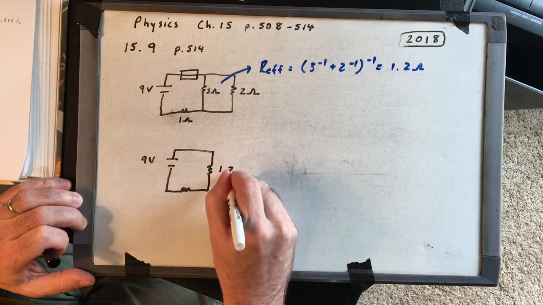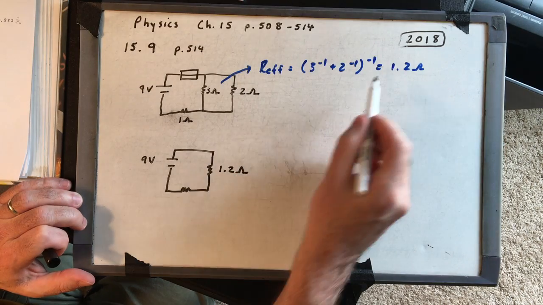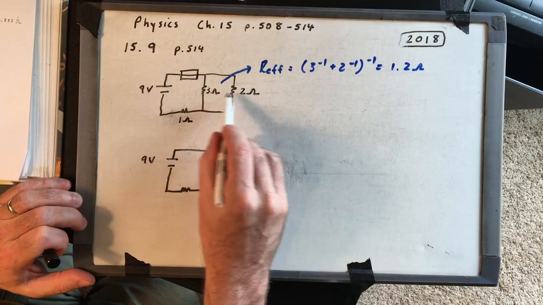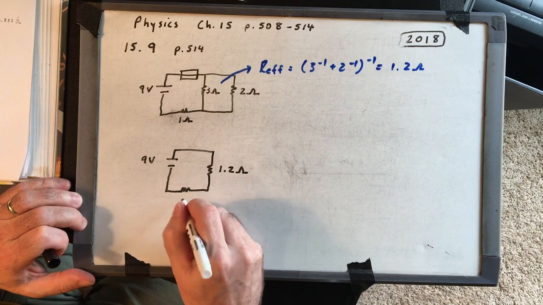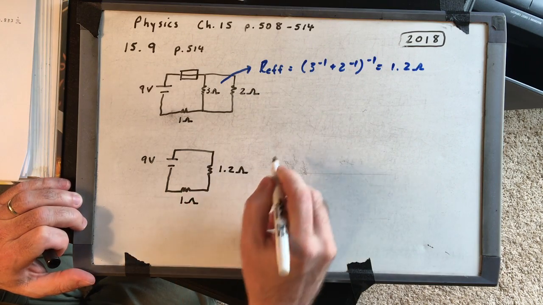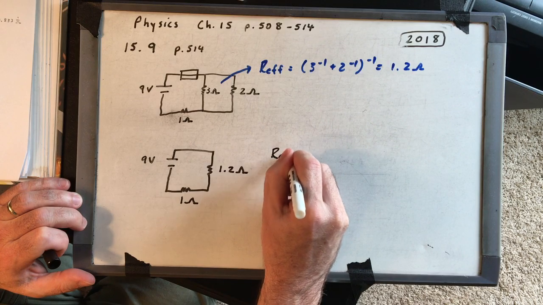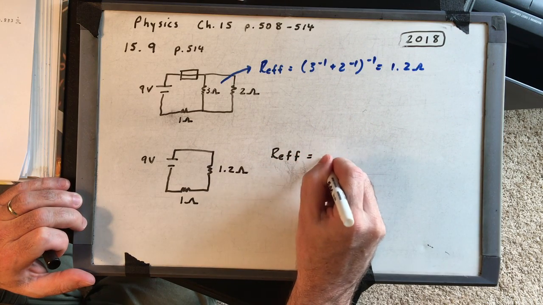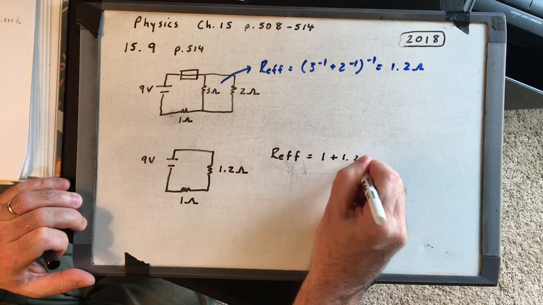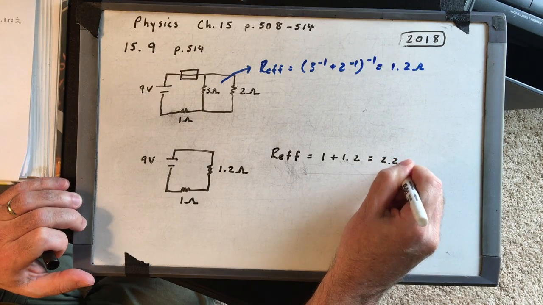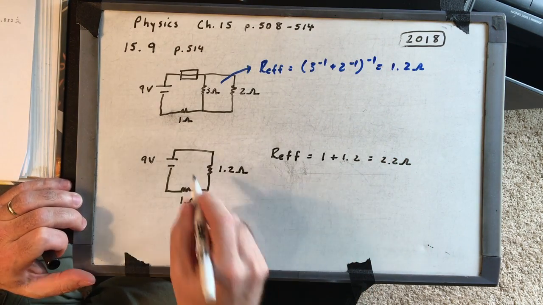So we've got 1.2 ohms. I just took the effective resistance and replaced those two resistors with a single resistor of 1 ohm. Now, those two resistors are in series, so we add them. 1 plus 1.2, 2.2 ohms.